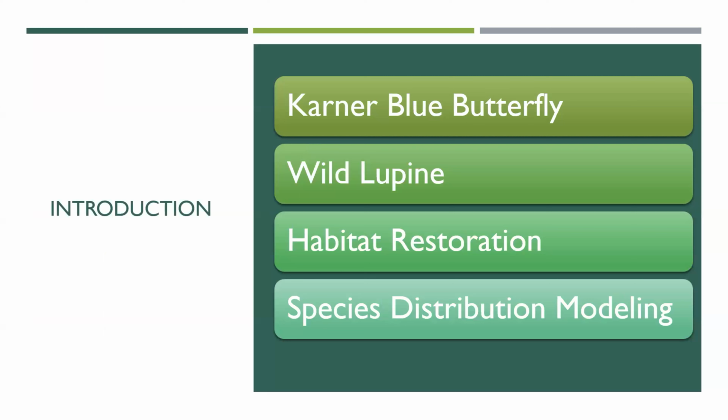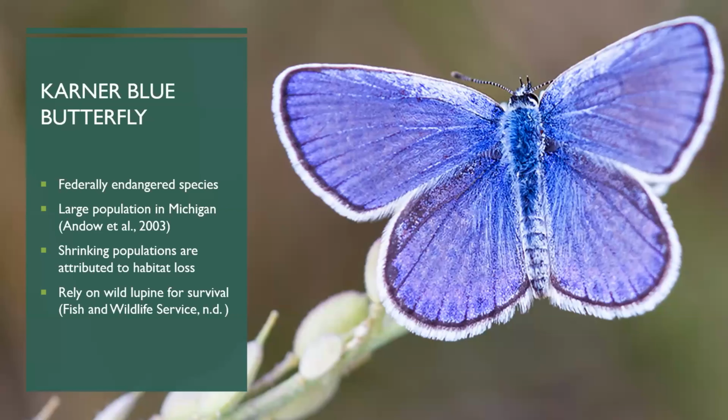Moving into some background information for you. The Karner blue butterfly is named for where it was first observed, Karner, New York. The Karner blue butterfly is a federally endangered species, appearing on the list in 1992. And Michigan is home to one of the larger populations where it is listed as a threatened species within the state. Outside of Michigan, Karner blues are also found in Ohio, Wisconsin, New York, and New Hampshire.